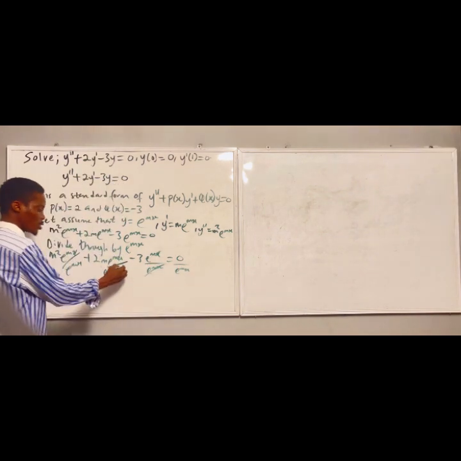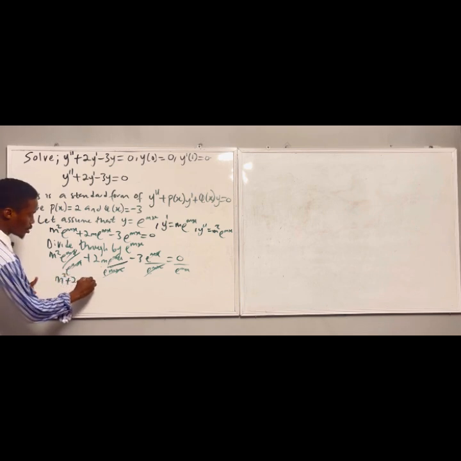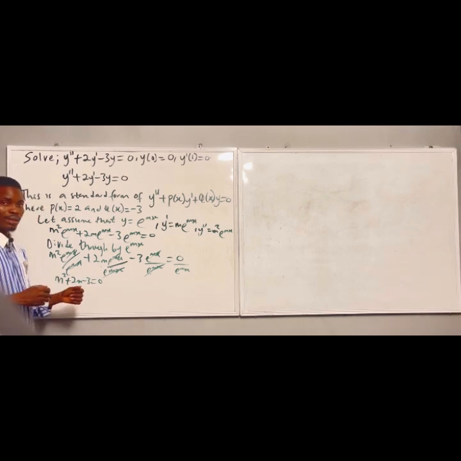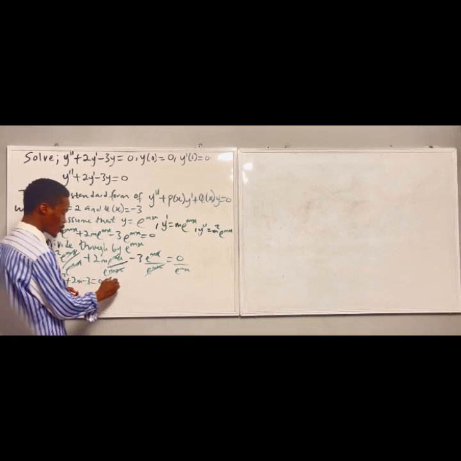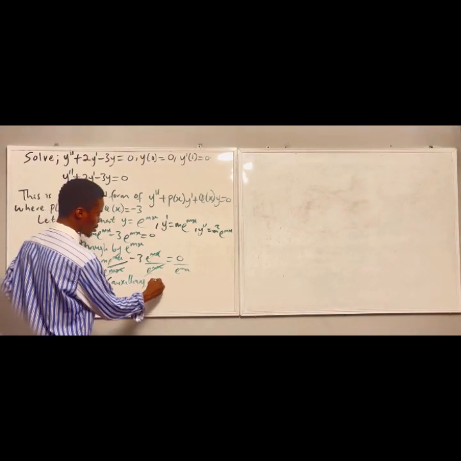This will cancel, this will cancel, this will cancel. I will be left with m square plus 2m minus 3 is equal to 0. This is a characteristic equation or auxiliary equation. So how can I solve this auxiliary equation or characteristic equation?